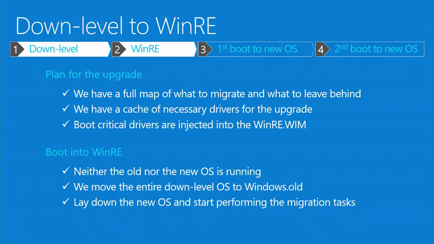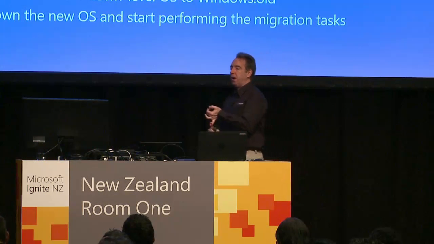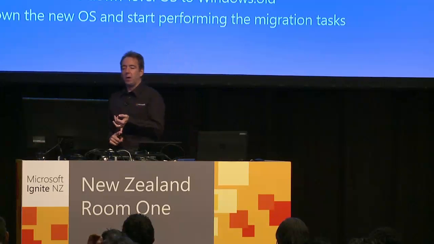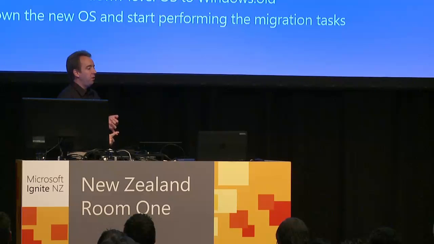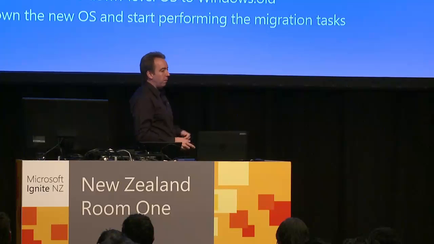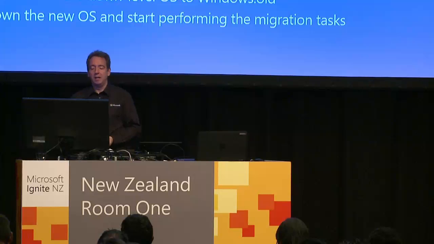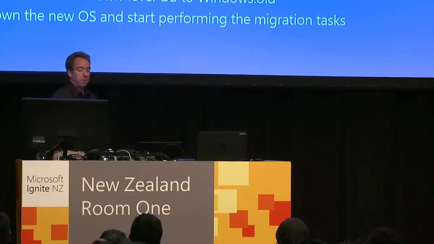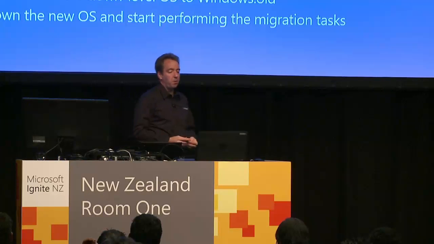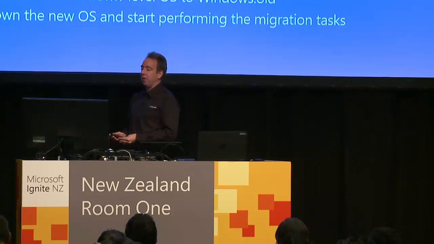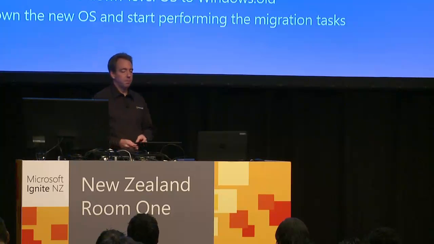So once we're in Windows RE, we know what we want to migrate, what we want to leave behind. We've downloaded the drivers that are necessary. We've downloaded any additional cumulative updates that we want to apply to the OS. We've injected that cumulative update as well as boot critical drivers into our recovery environment, just to make sure that we can still access the machine. We boot into Windows RE, and then we start shifting things around. First, moving the old OS into Windows.old, and then putting the new OS in place and starting all these migration tasks.